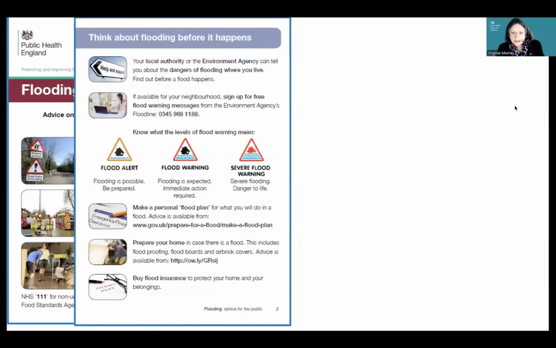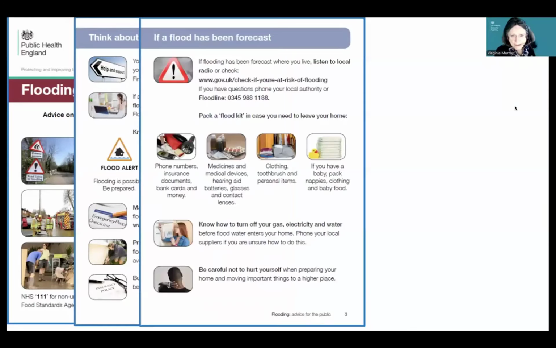So the first thing is to think about it before and understanding what the warning messages are. Think about a flood plan. Prepare your home in case of a flood. Know where your air brake covers are, or possibly even your backflow valves. Buy flood insurance if you can, but I've just been looking at some reports from flooding in some of the Pacific countries, Pacific island countries, and they can't afford it. So very difficult.